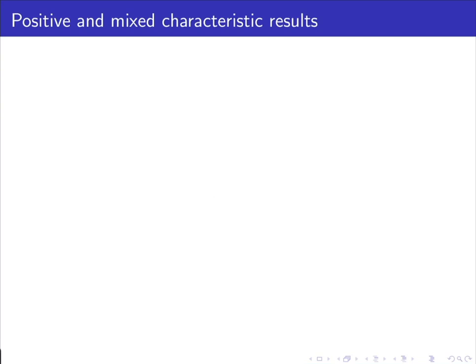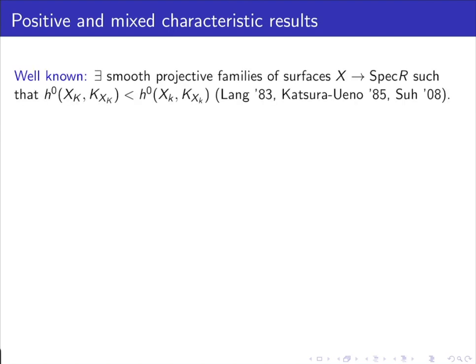All right, so what about positive and mixed characteristics? Because you can ask about invariance of plurigenera in positive and mixed characteristics as well. You want to construct moduli of higher dimensional varieties in positive and mixed characteristics as well, especially if you're interested in arithmetic applications. So the situation, unsurprisingly, is a bit different.